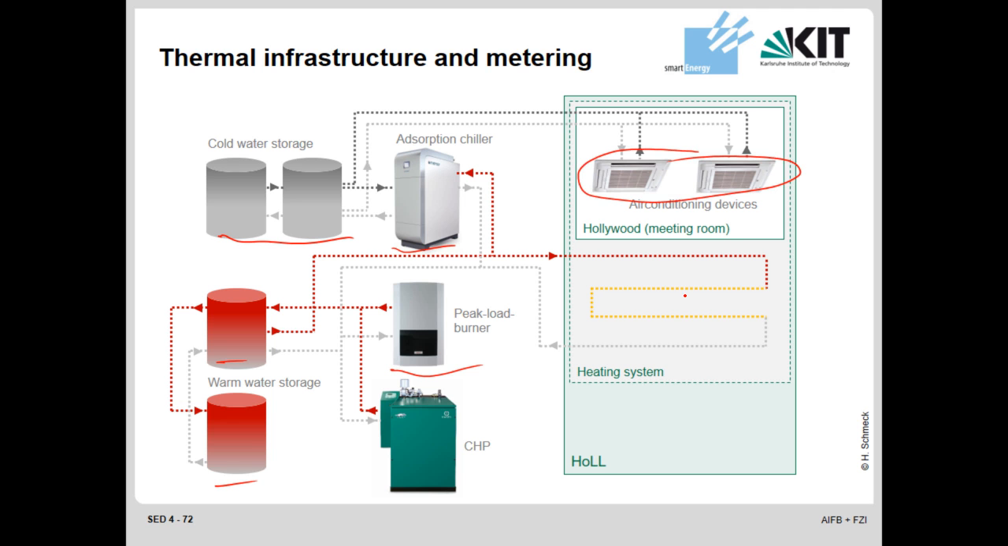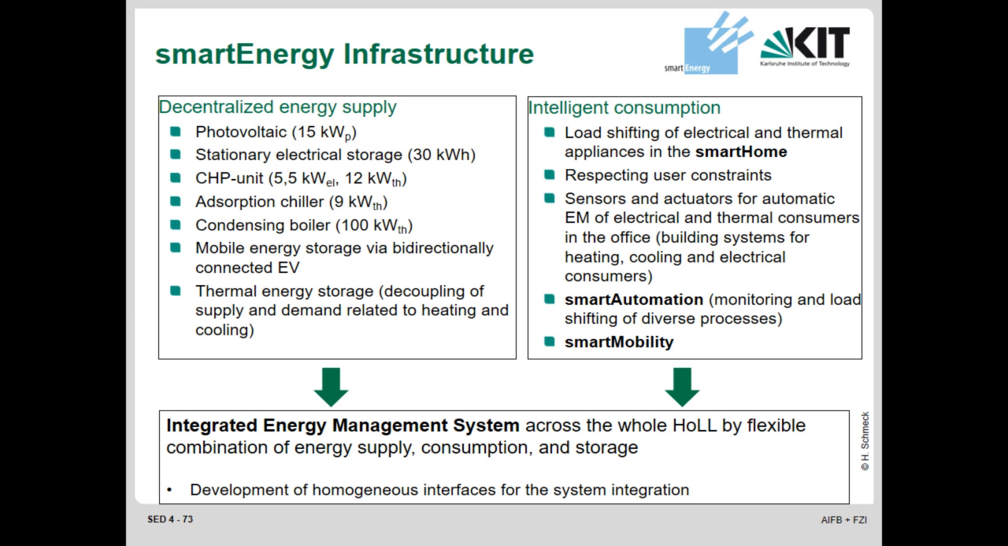And then certainly we have the heating system where all the radiators are provided with heat, and then the building is heated. Okay, so that's thermal infrastructure, electric infrastructure, and here some specification. I've told you most of these things here. So the combined heat and power plant can provide 5.5 kilowatt electric, 12 kilowatt thermal. Absorption chiller provides 9 kilowatt thermal, and the condensing boiler has 100 kilowatt, so that's because the complete building has to be heated up in the winter.